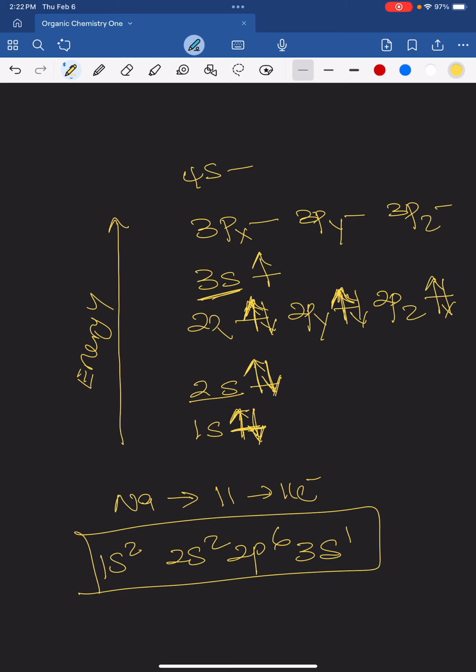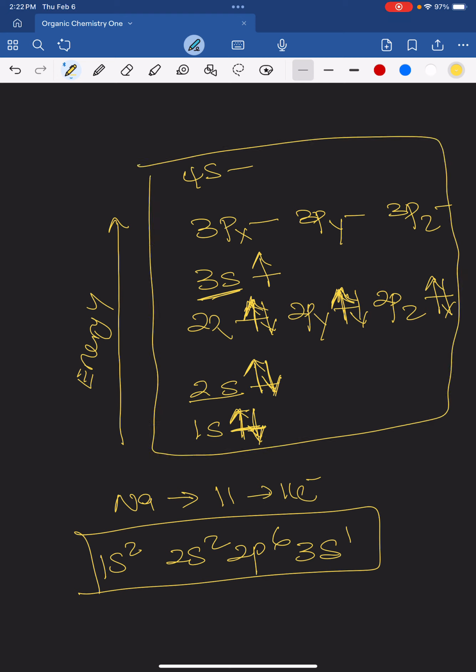Pretty simple. And once you write this platform with the atomic orbitals, you can write the electronic configuration of any element.